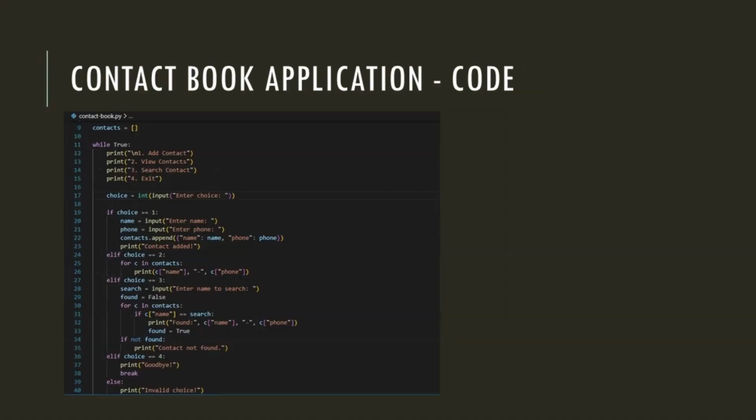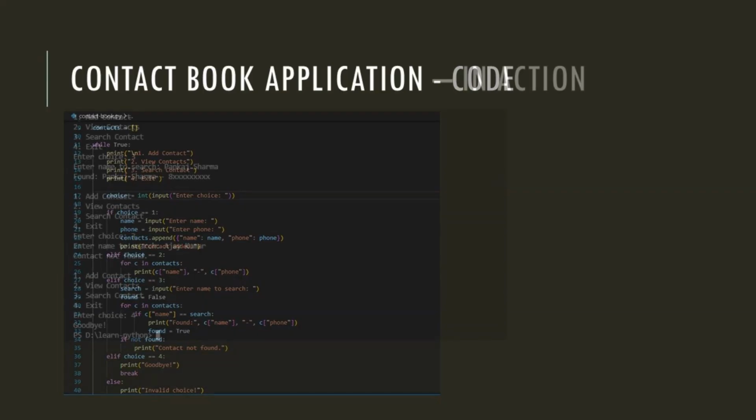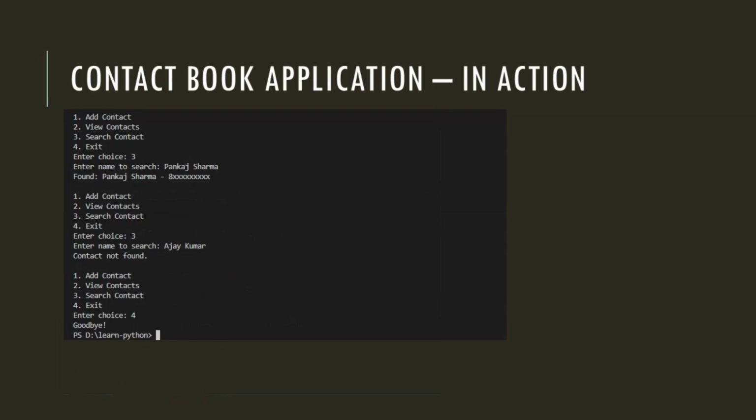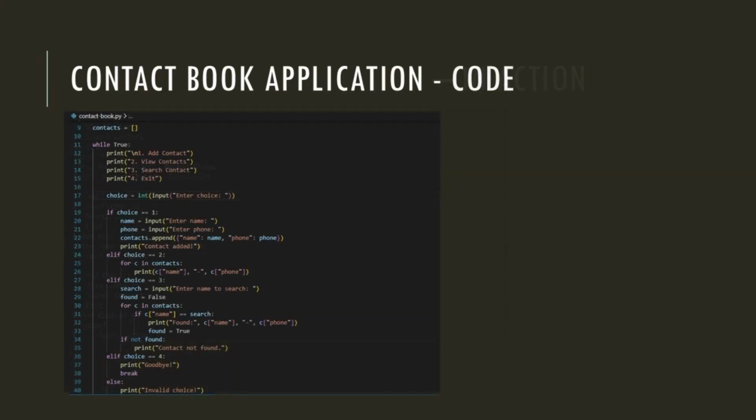The fourth choice, elif choice == 4, which is exit. In that case, we print a message, print goodbye, and we break out of the infinite while True loop. Else, in case a user enters a choice which is not between 1 and 4, then that is an invalid choice. We print the specific message and we iterate to the next iteration of the loop. So else print invalid choice.